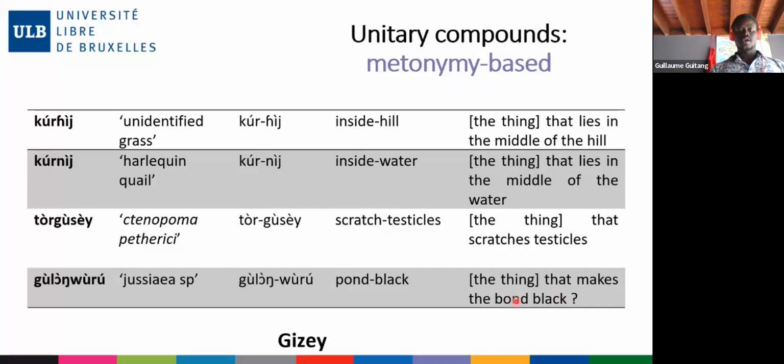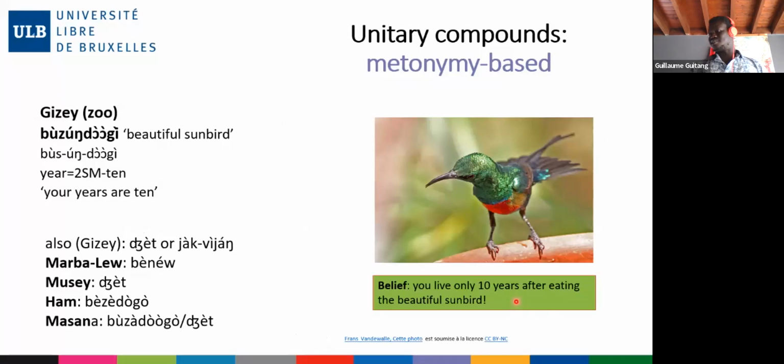And then you have other examples. I promised on Twitter that I was going to have a slide on the beautiful songbird. So this is it. There is also a belief about it. The belief is that you live only 10 years after eating the beautiful songbird. And that belief is presented in the way the bird is named in these languages, because you can see it from the Gizey form, your years are 10. So basically everything is said there. You eat it, you die after 10 years.